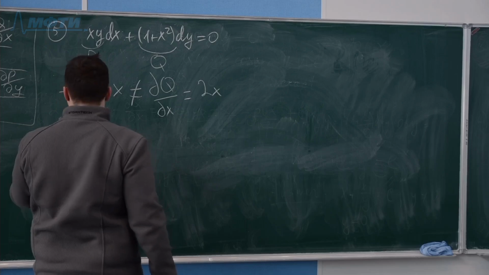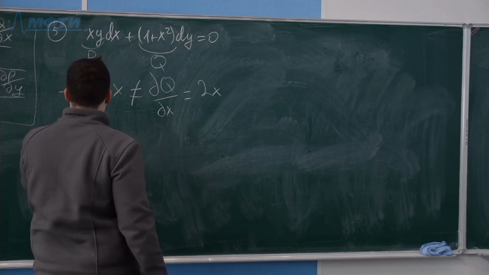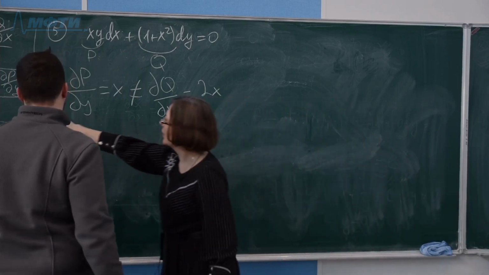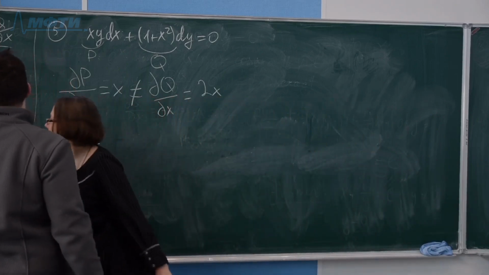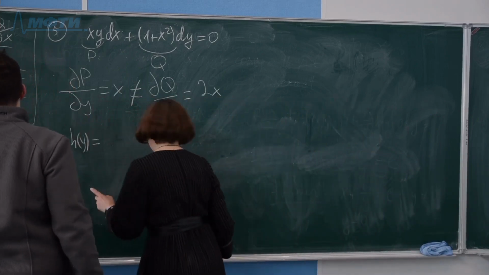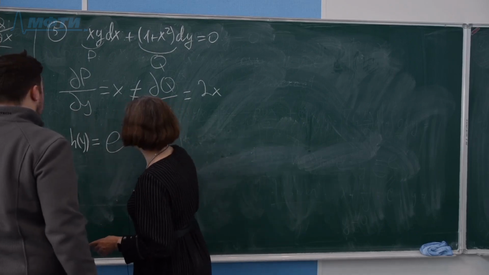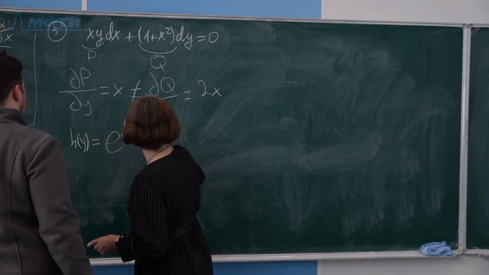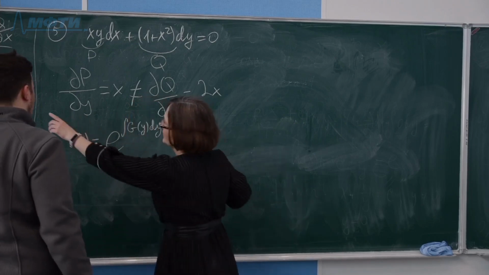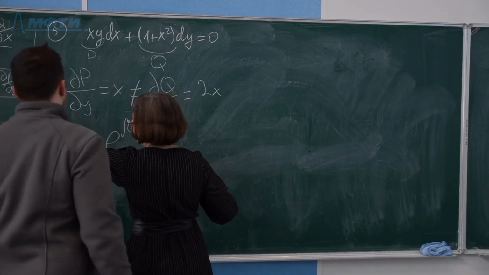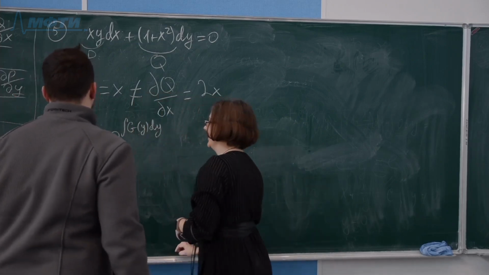dq over dx minus. So first you should start with this formula g of y, and after this h of y will be e raised to the power g of y dy. So first find this complicated function, after this integrate it and use this formula. Yeah.